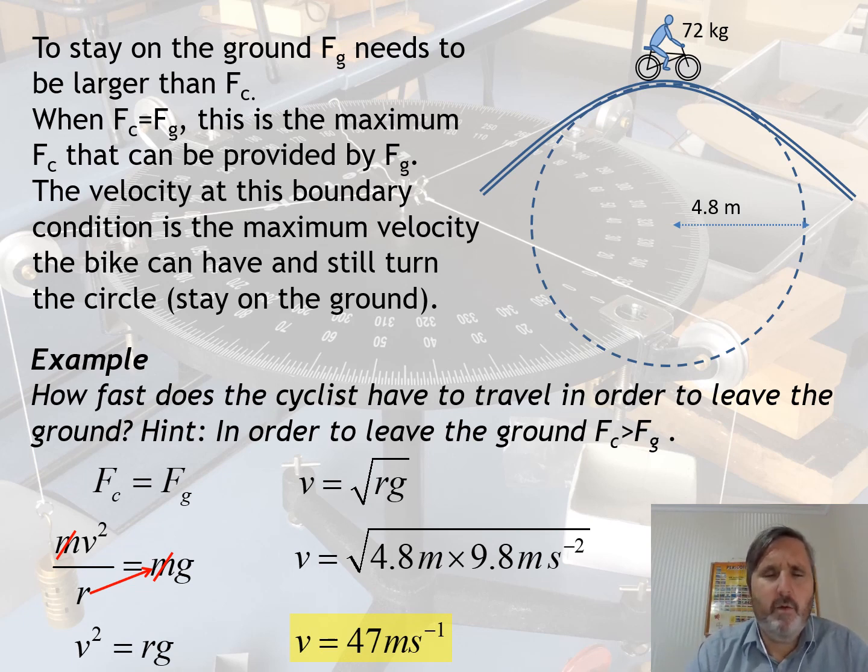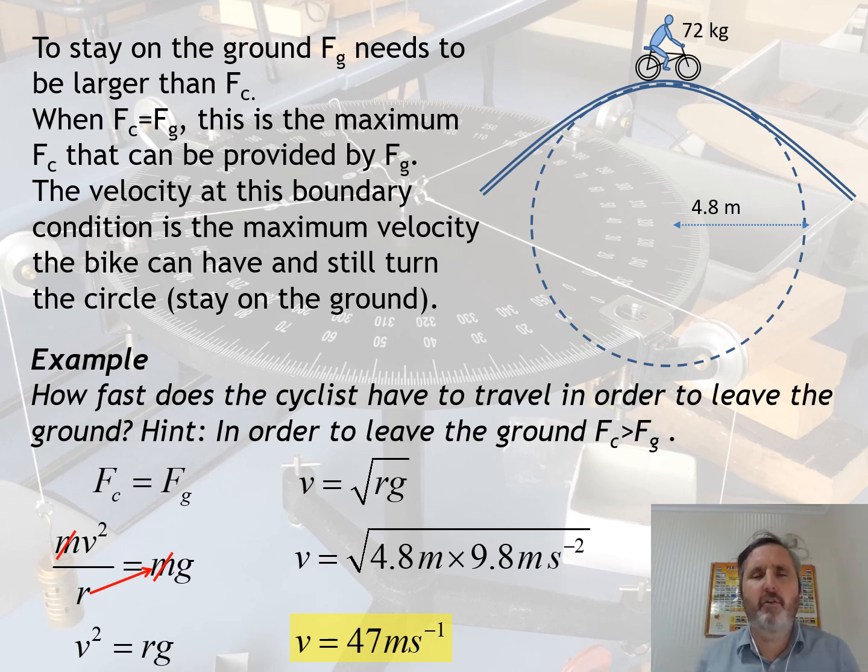So if you went faster than 47 meters per second, then your centripetal force would be bigger than your gravity, and the gravity would not be able to provide enough force to pull you down. If you went slower than that, then your centripetal force would be smaller than gravity, and gravity would provide enough force to pull you to the ground. That is the limiting condition.